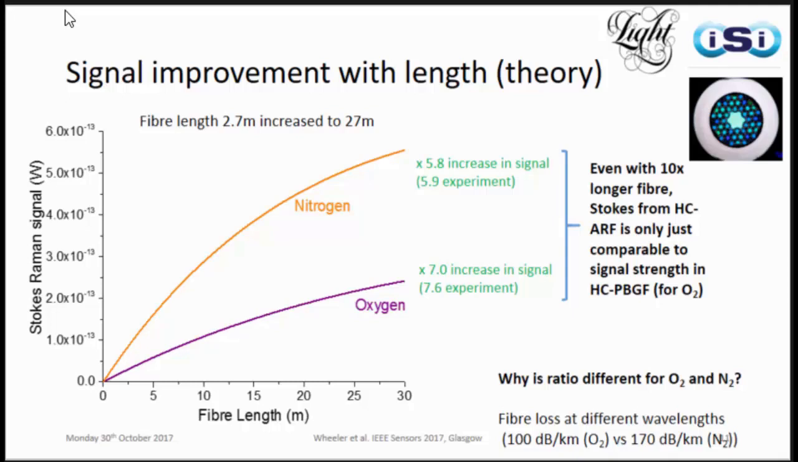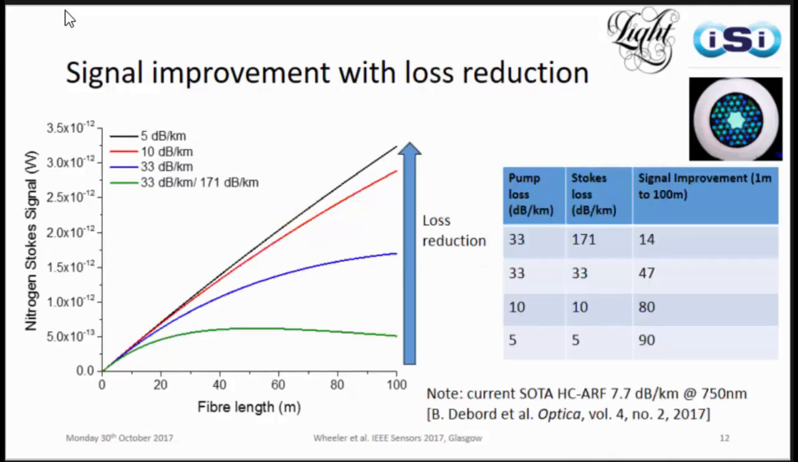And just to say again, the different improvement for oxygen and nitrogen is down to the difference in the loss. You have a higher loss for nitrogen, so you don't see such a gain if you make the fibre longer. So that led us to think, well, can we just make the loss even lower? And the answer is yes.